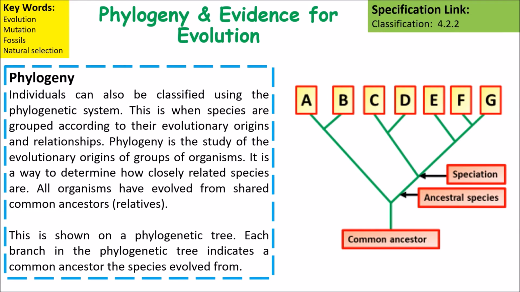Each branch of the phylogenetic tree indicates a common ancestor the species evolved from. So for instance, species F and G would have evolved from a common ancestor. D and C would have evolved from a common ancestor.